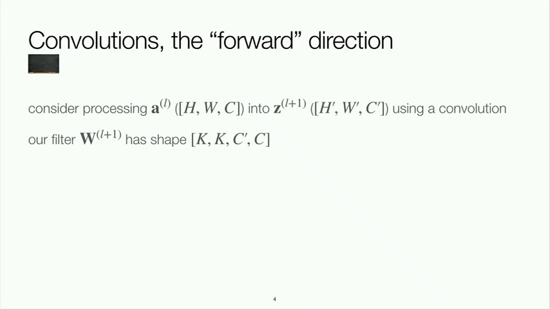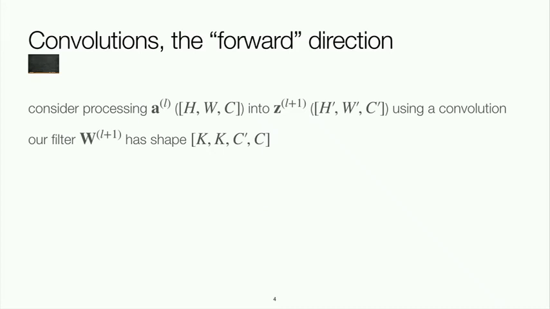So for each one of these C primes, what we're doing is a complete element-wise multiplication of that K by K patch in the input, which has C different channels, and then we're summing all those numbers together, and that's how we get one of our outputs, and then we get C prime of those. And then we slide this across our whole image in order to get H prime, W prime, and C prime as the output shape.